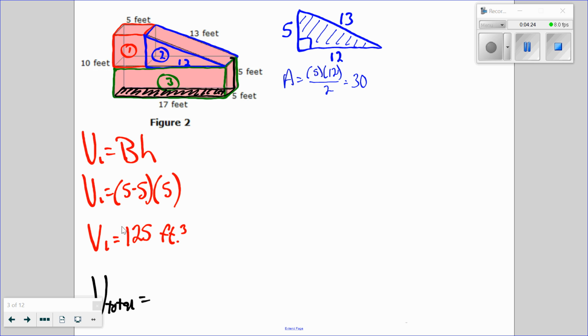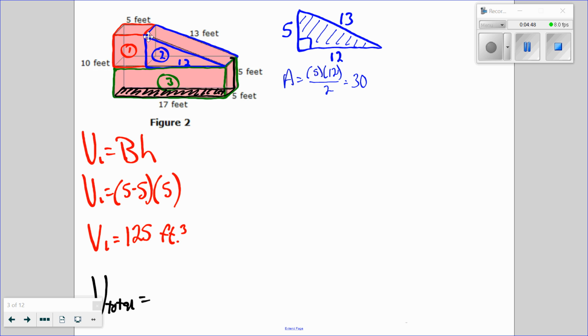All right, our triangular prism. We need the area of the triangle. In order to do area of the triangle, it's base times height divided by 2. So our base was the full length of 17 minus the length of the cube here, that was 5, leaving me with a base of the triangle that's 12.